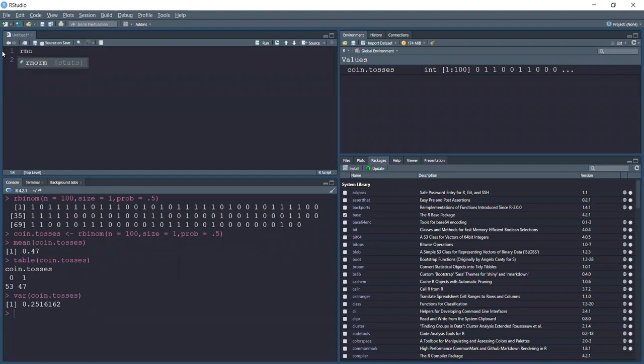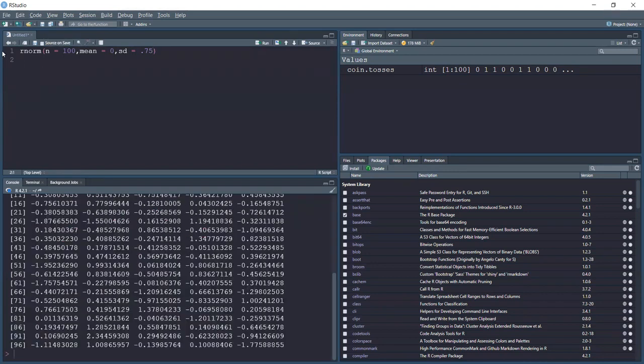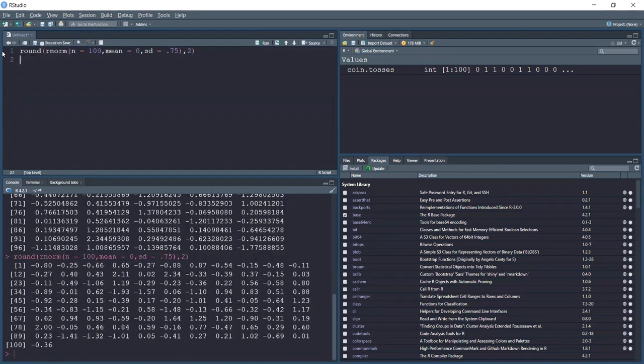Now our error term very often is the normal distribution, and we can generate 100 of them. And yesterday we took a mean of 0 and the standard deviation. And standard deviation is the square root of the variance. The standard deviation of 0.75. So we can generate them. And why don't we just take 2 decimal places? Like this. And we can save them.